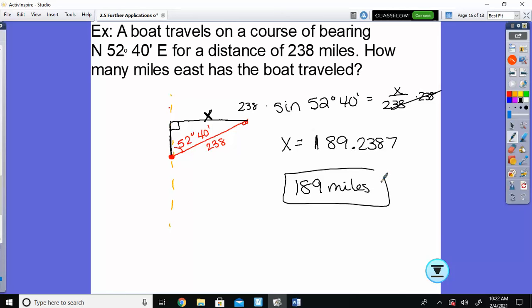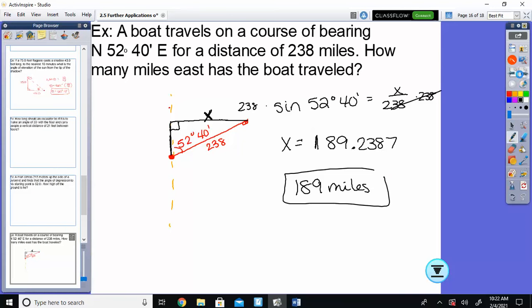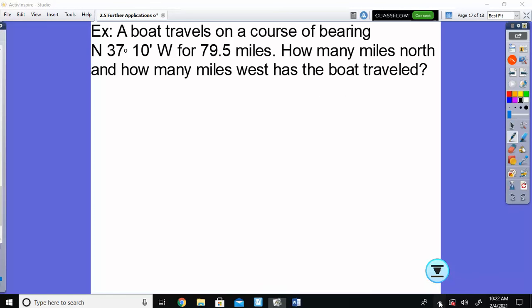So the next one is very similar. I want you guys to try to do that one. And that's going to be our last example for today. You have your boat. Measuring bearings, so draw the north-south line.